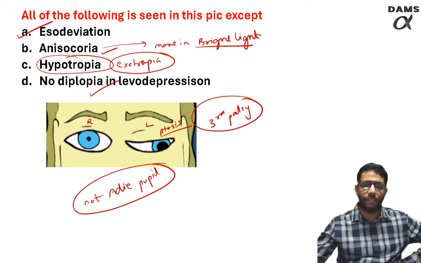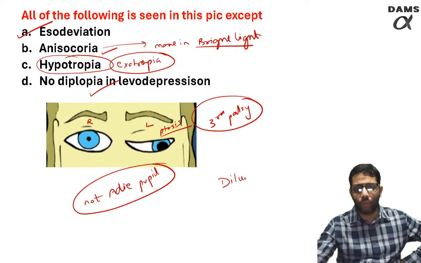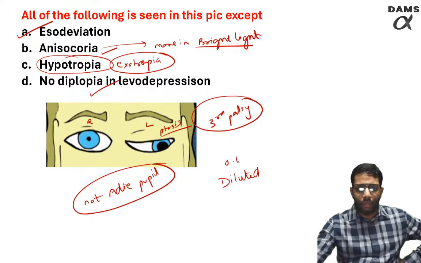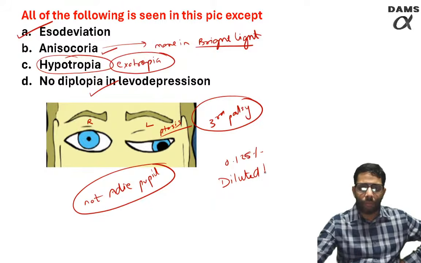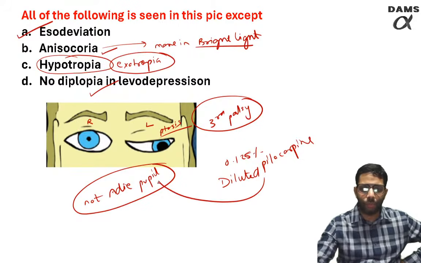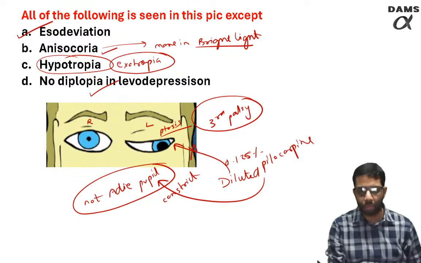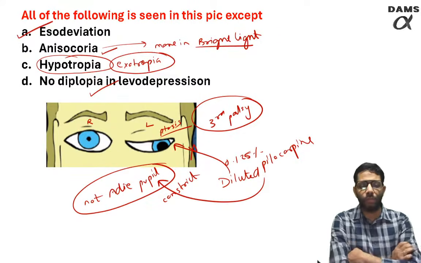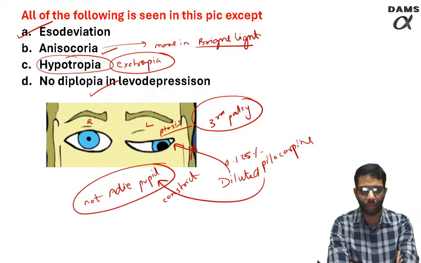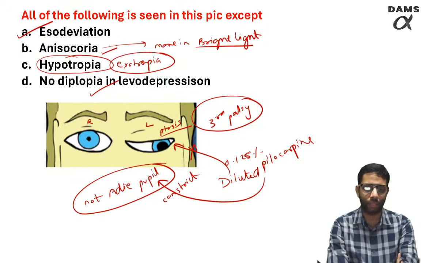And what is the test? What will happen if I put diluted pilocarpine? Diluted means 0.125% pilocarpine in a patient with Adie's pupil. If I put it in Adie's pupil, the pupil will constrict because of supersensitivity. But if I put it in third nerve palsy, the pupil will not constrict. Even a normal pupil will not constrict, because 1% is the minimum required for constricting a normal pupil. Diluted pilocarpine can constrict only one pupil in the entire world, that is Adie's pupil, because of supersensitivity. Hence, it is a diagnostic test.